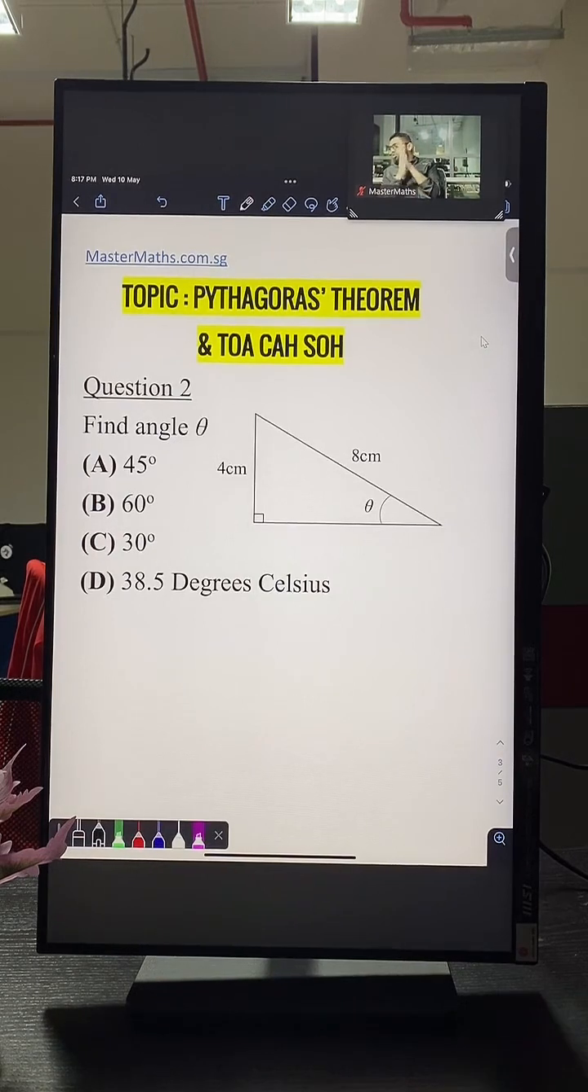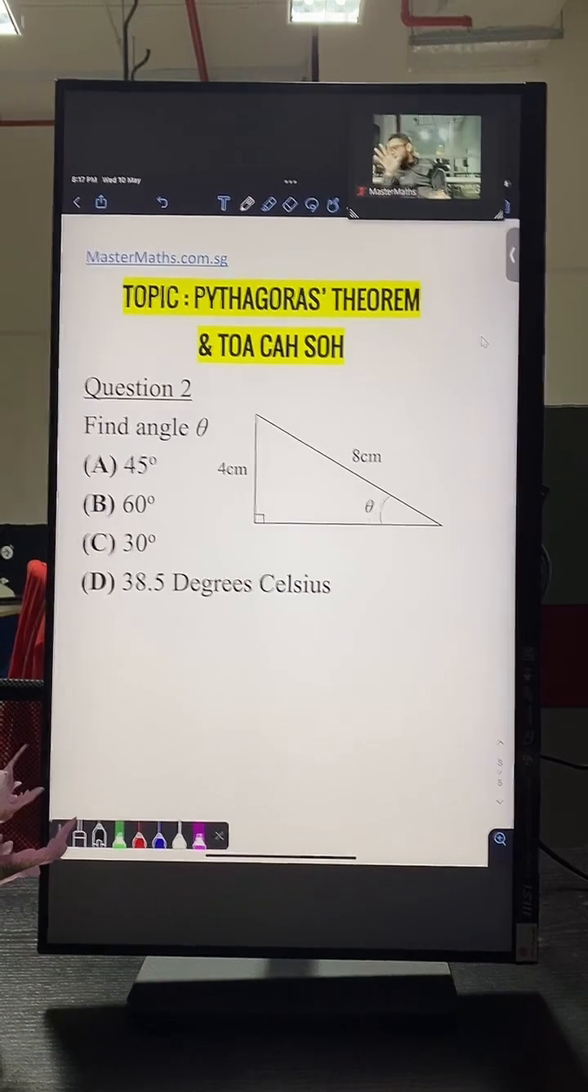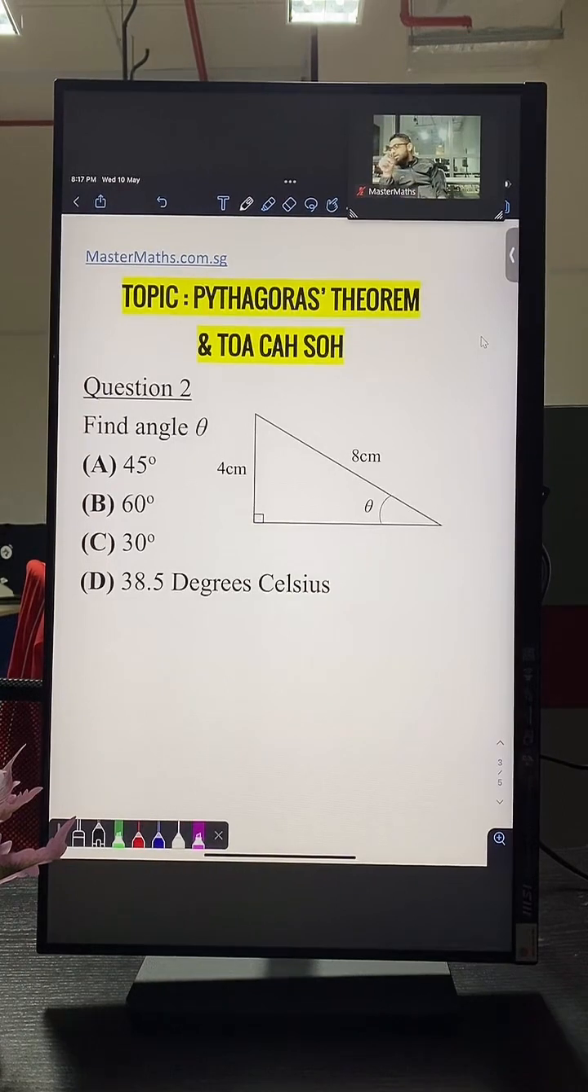Which option will you choose? By the way, those who just joined, we are doing a TOA CAH SOH practice today. Alright, question 2, what is your answer? A, B, C, D, which one? Which one, guys?